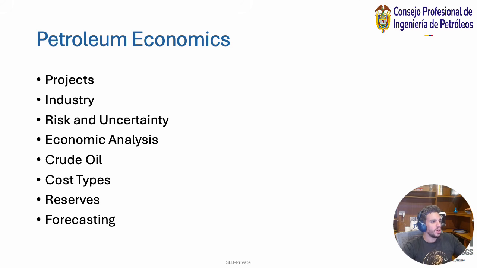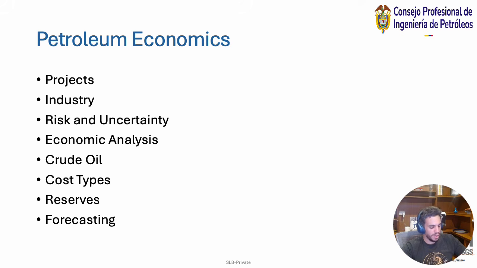So also we want to define what we're looking at, right? So we'll use the crude oil as sort of an example to guide us through all the different terminologies and topics. But with respect to the petroleum economics, we want to do all of these things, right? So we want to basically define our project. We want to take into account the different industries we're working with, the risk and uncertainty. We want to do the economic analysis that we just defined, and we'll look at crude oil to define that.